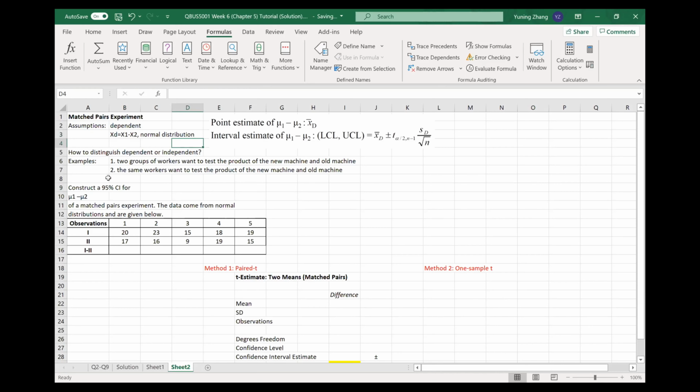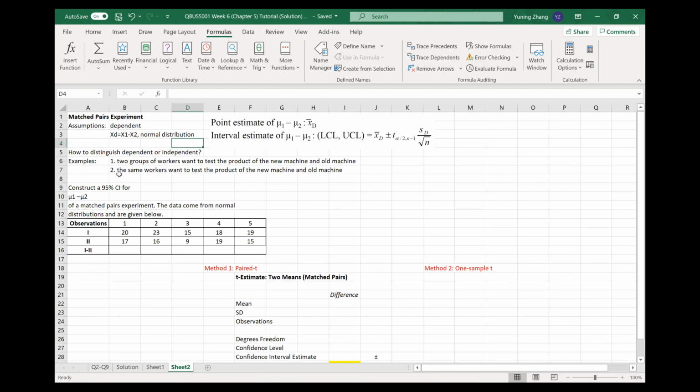We are always confused about how to distinguish the two concepts, dependent or independent. I will give you two examples to see how we do this in practice. The first one is two groups of the workers want to test the product of the new machine and the old machine. So this example is independent experiment because the two groups of the workers won't influence each other.